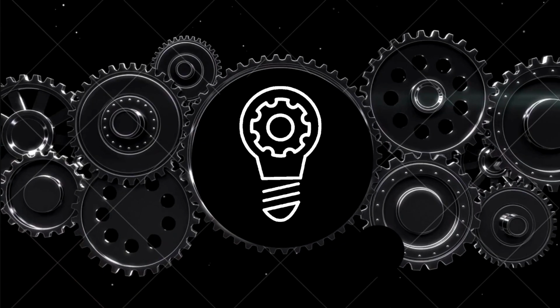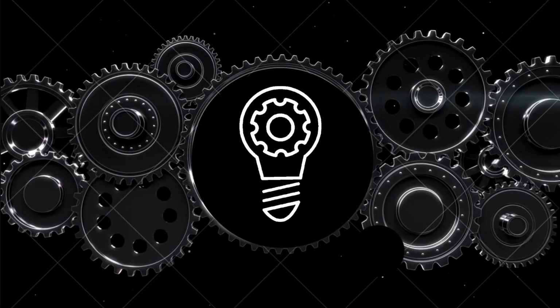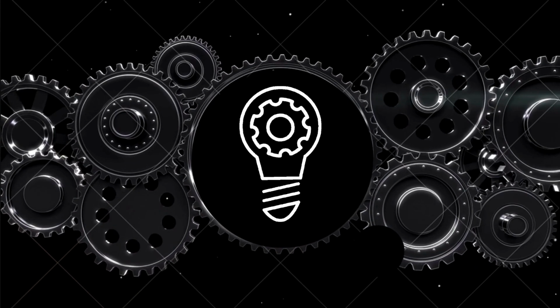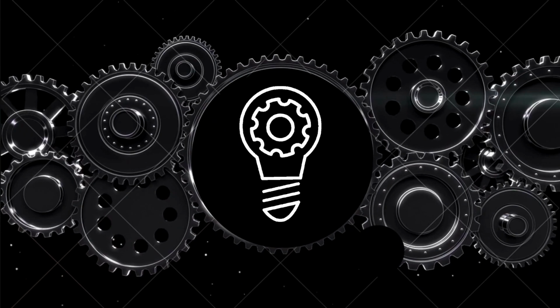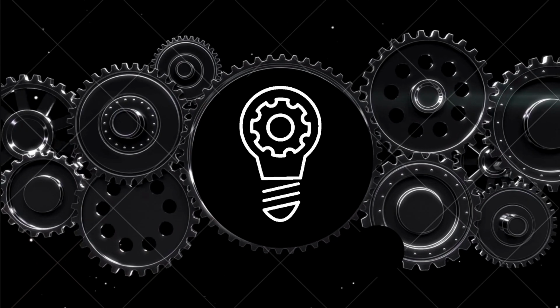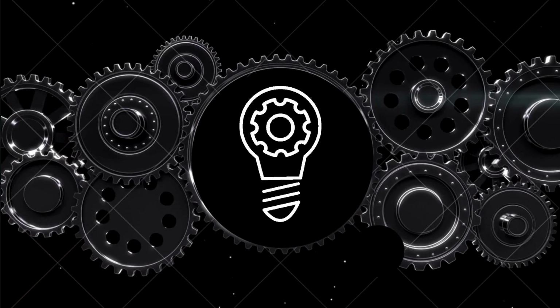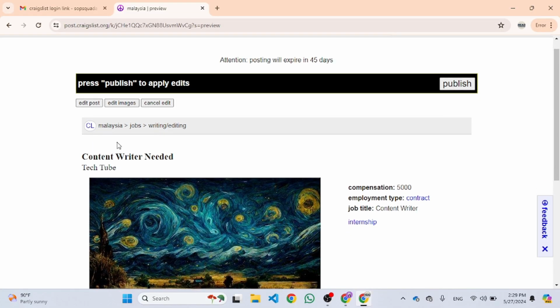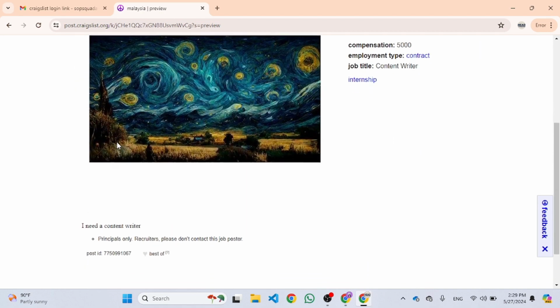Today, through this video, I will show you how to change category of items in Craigslist. If you need to edit or delete your Craigslist post, here's how to do it. Open your browser and go to www.craigslist.org. Log into your Craigslist account.